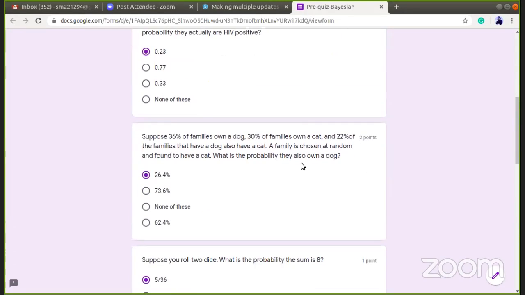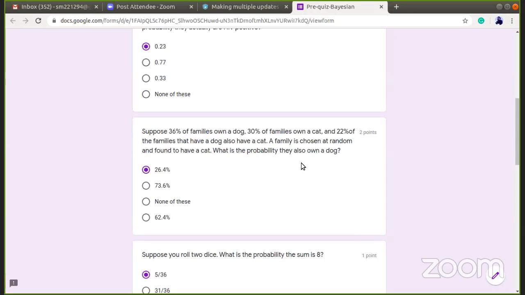And then the next question. Again, it is a conditional probability: the probability that the family also owns a dog, given that they have a cat. So it is simply the probability of A given B, which is the probability of A intersection B upon the probability of B. We multiply these two, 36% and 22%, and then divide by 30%. In that case you will get the right answer.